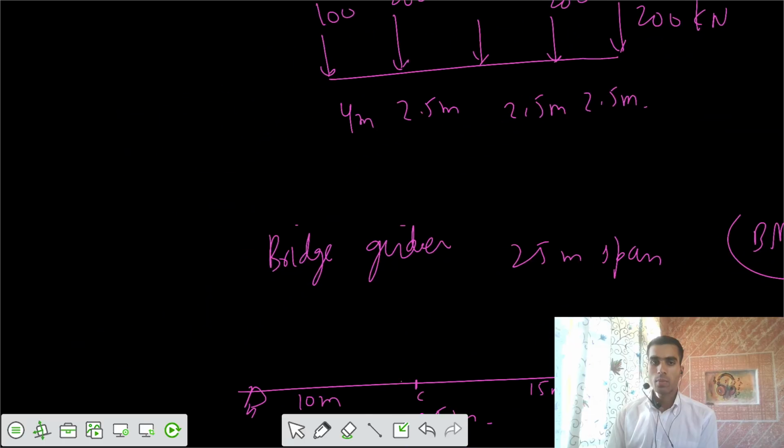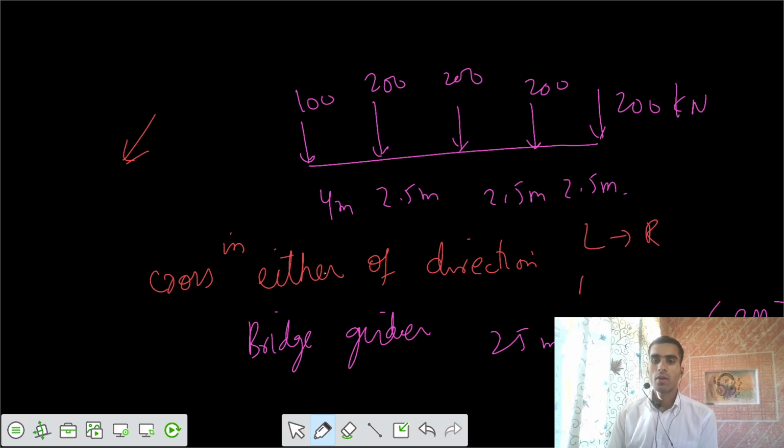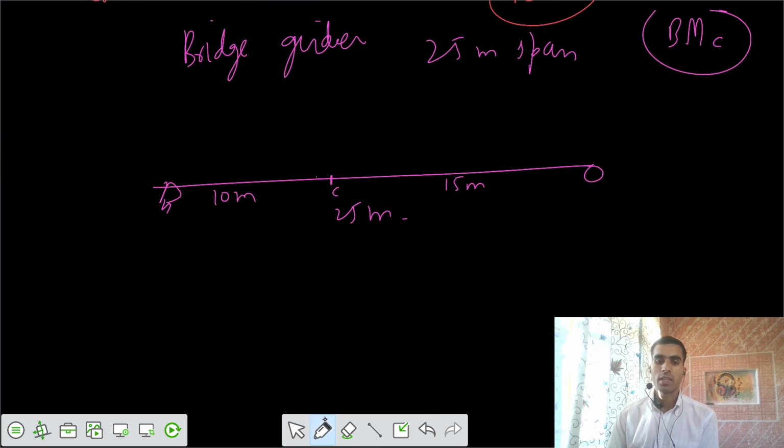Now the difference between the previous problem and this one is that this series of loads can cross in either direction. So we need to check for the left to right condition and the right to left condition. We have two conditions, so we need to check both. But the section is fixed. Section C is at a distance of x equals 10 meter from A. For that section, we need to get the bending moment at C to be maximum for the two cases: when the load is moving from left to right, and when it is moving from right to left.